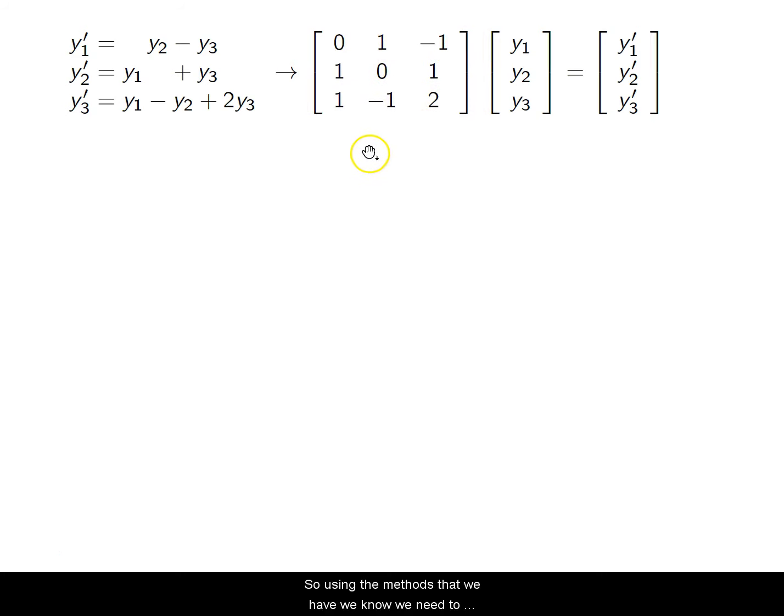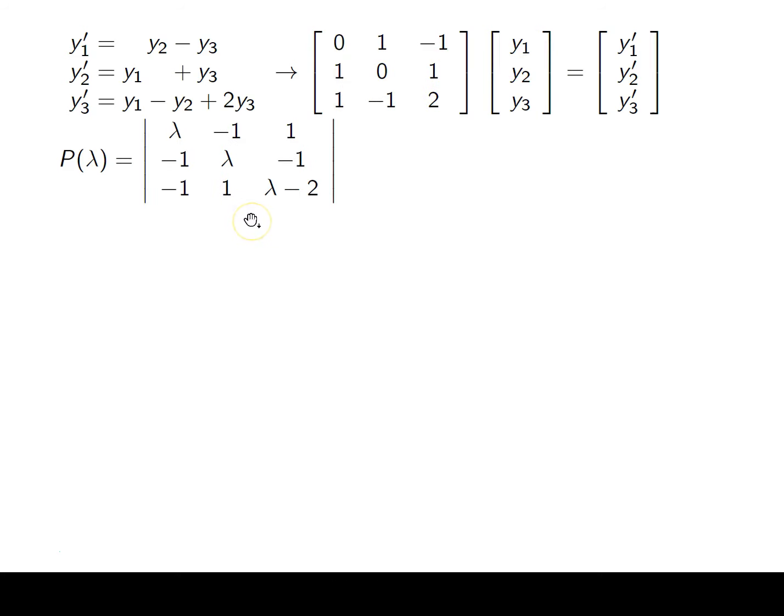So using the methods that we have, we know we need to look at the eigenvalues and eigenvectors. So we'll start off by finding the characteristic polynomial. There's lots of ways to do this. There's a bunch of zeros, so you can use cofactor expansion. You guys know that I like to use the repeated columns method. So that's what I'm going to do.